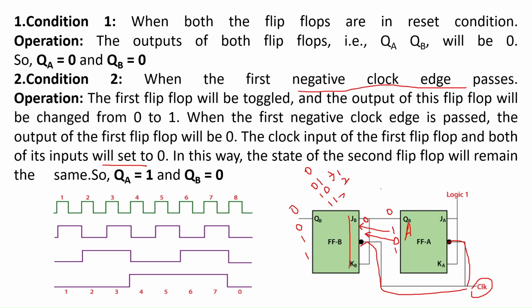Thus, using two flip-flops, we have designed a counter that counts 4 states. From 0 to 3, there are 4 states. The count value of this counter is 4.